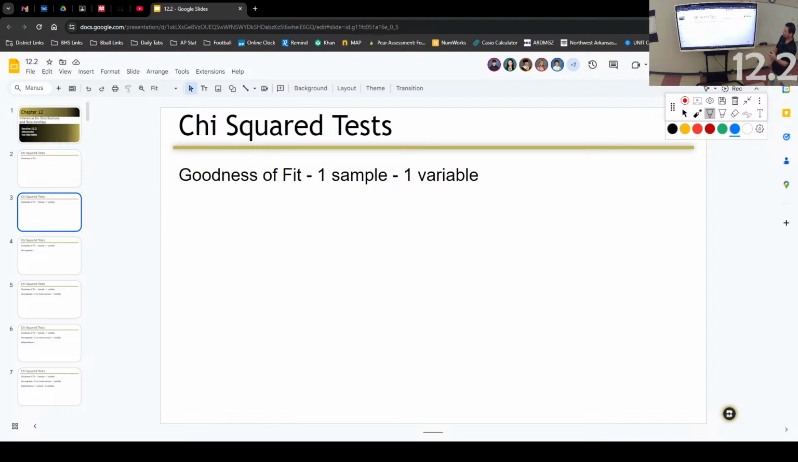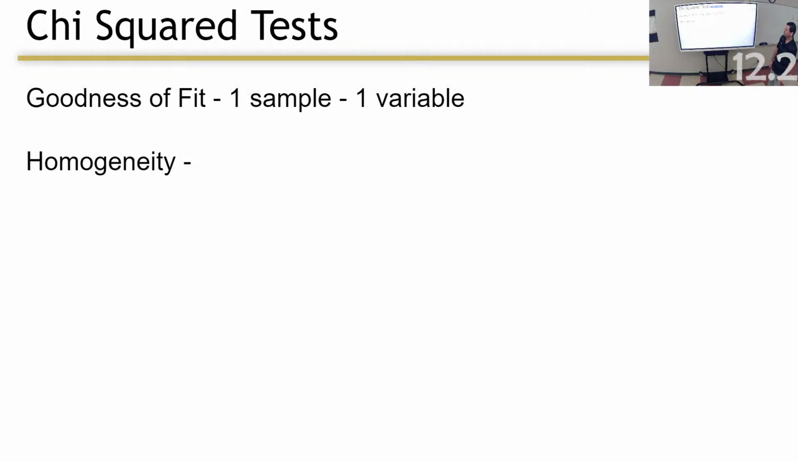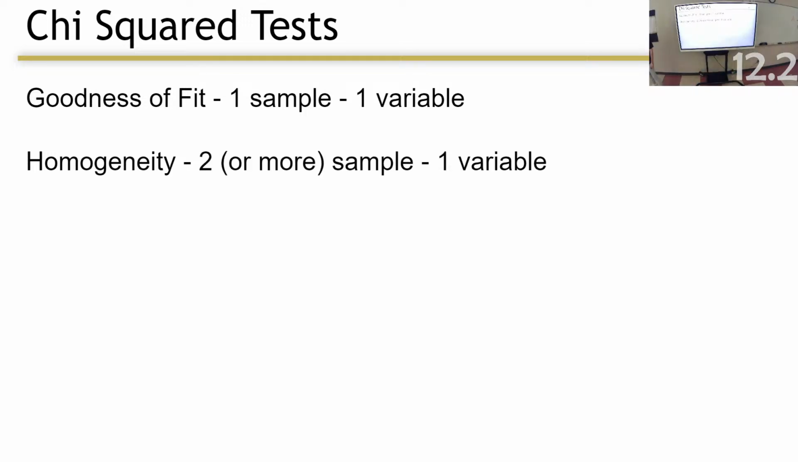Today, again, bear with us as we are having issues. We're going to talk about homogeneity first. It's going to come from two or more samples, or two or more assignments. That's going to be the key difference between GOF and homogeneity. Very few get these confused because of the way you'll see these in just a second. And then we're going to talk about independence.